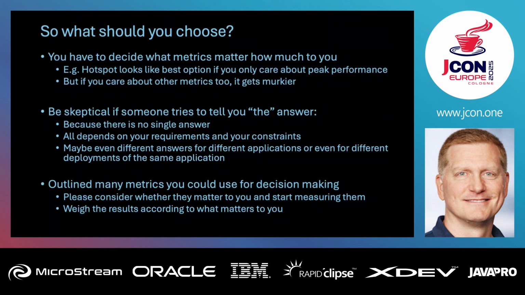But anyway, I'm not trying to sell you OpenJ9, even though I would love for you to use OpenJ9. But so what should you choose? You have to decide, as I said before, what metrics matter and then how important they are, right? So if you only cared about performance, like so much of the world did up until maybe 5 or 10 years ago when the cloud came around, Hotspot does look like the best option, right? It's the most likely to provide the best option for a long-running transactional kind of workload. Not by much, and there'll be cases where OpenJ9 will do better.